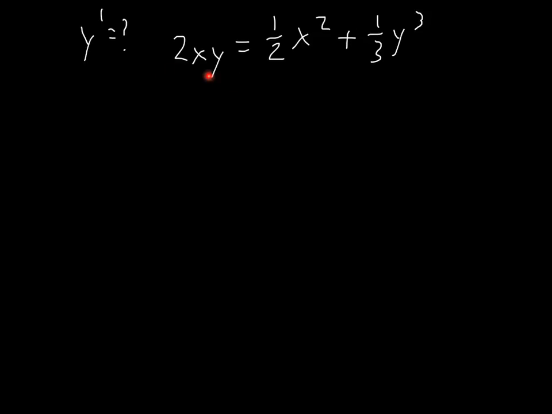We're going to find what is y prime if I have the equation 2x y equals maybe something like 1/2 x squared plus 1/3 y cubed. Okay, so I want to know what is y prime equal to. That's what this is asking. Alright, so I'm going to do implicit differentiation, but instead of writing dy dx, I'm going to just write y prime. So this first piece, I have two functions, so I'm going to use the product rule.